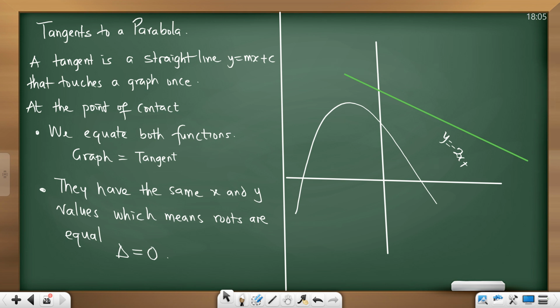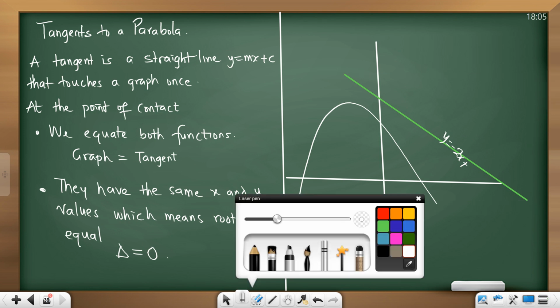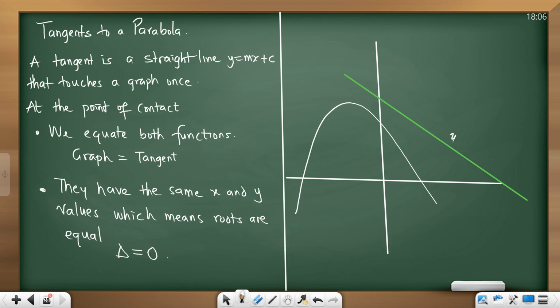Negative, I now overbent this thing. All right, negative 2x plus 8. Let's understand this question. Y equals to negative 2x plus 8. We want to move this line so that it becomes what? A tangent.